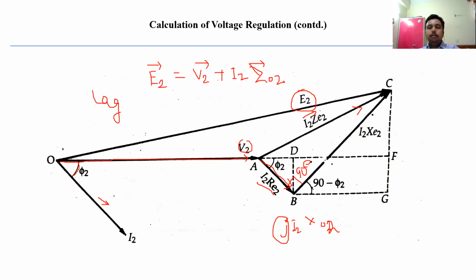Now look over here carefully. For calculating the voltage regulation, we will be making use of this triangle, and we will be extending this triangle from point B to point G, and giving a drop down from point C to point G. So we get another extended point, that is point F, and from point B again we will make a perpendicular, that will be BD.